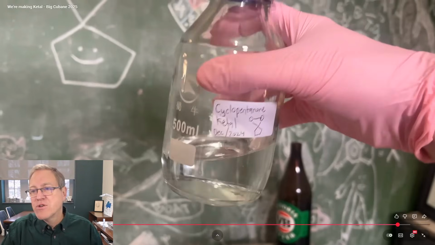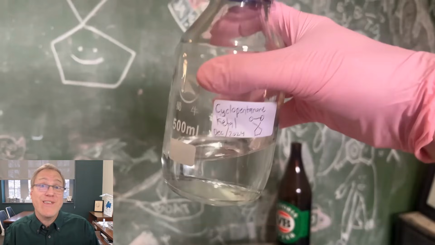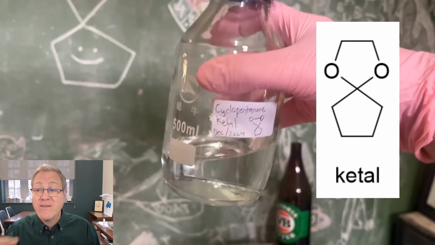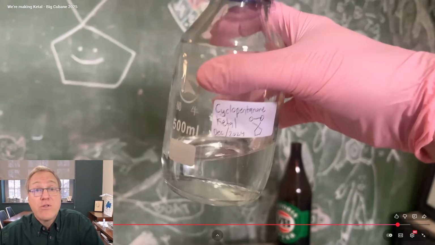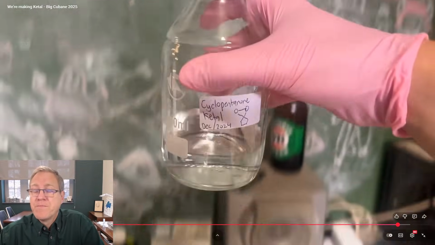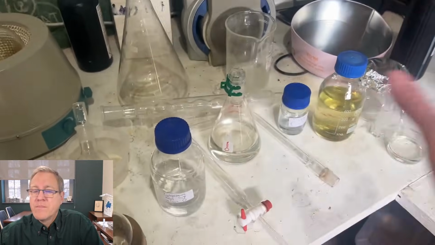Now, let me go backwards so we can... Do you see that structure on his label is incorrect? I think he knows it's incorrect. I think he just drew it that way because he ran out of space. But anyway, there are 2 more carbons in there. But that's the product, and it looks great. A nice, clear, colorless liquid. Pentanone ketal, which is great.